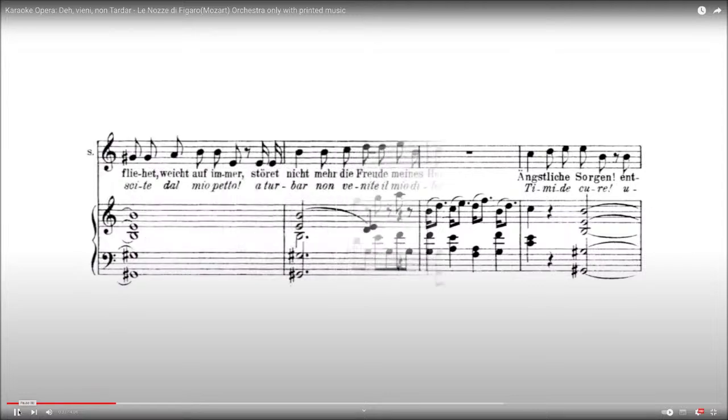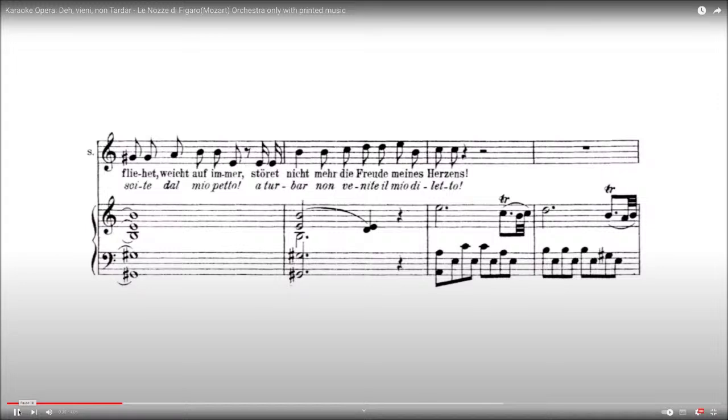Timide core, uscite dal mio petto, a turbar non venite il mio diletto.